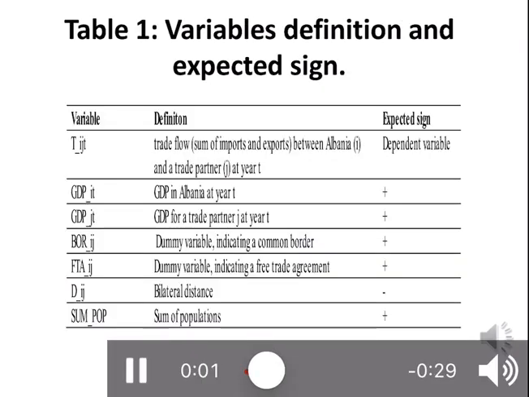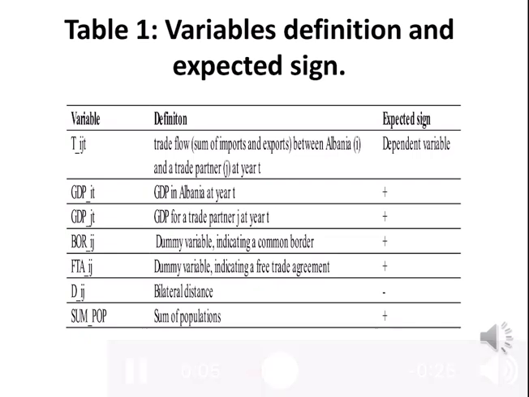As we can see in Table 1, we have the variable definitions and expected signs. The databases of the United Nations, CEPII and the World Bank were our primary sources. Other missing values were obtained from the respective national statistical offices and ministries. The above table shows the expected signs of the considered variables.